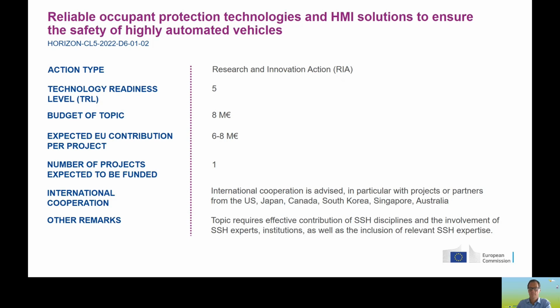So a bit more information here. This is a research and innovation action, which means that a TRL of 5 is involved. The topic budget is 8 million euro for one project, so up to 8 million is expected to be the European contribution. Also here, international cooperation is advised with the before mentioned countries. And also we think that this topic would really benefit from the involvement of social sciences and humanities. So we encourage to take this into account as well.